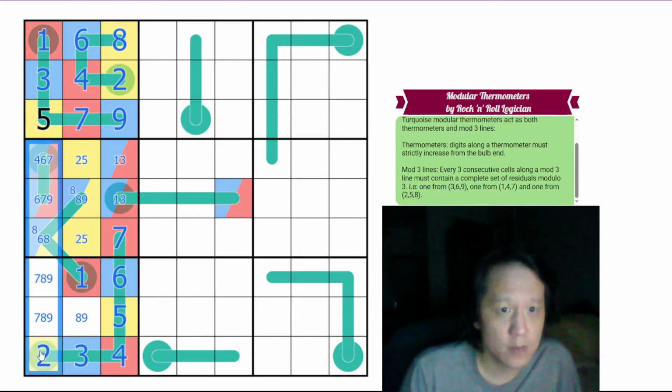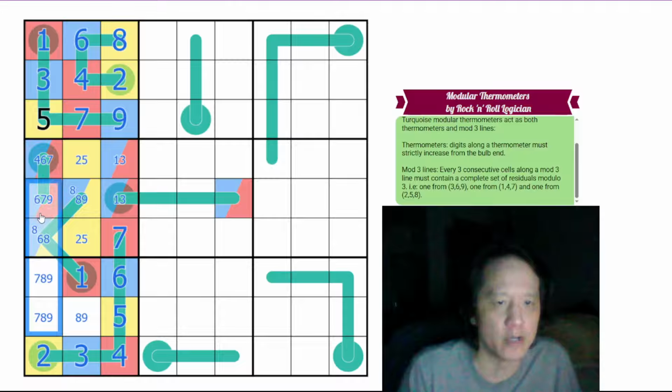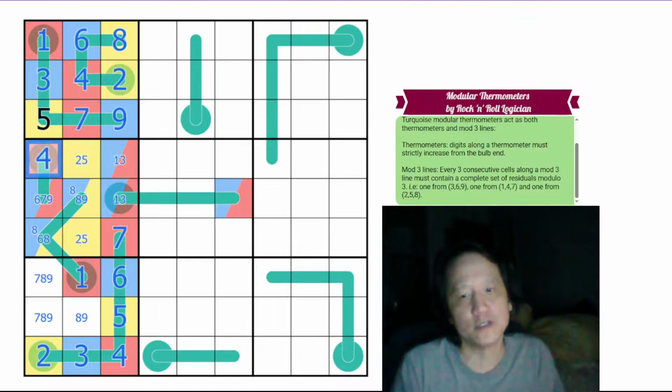Oh, well, what are the remaining digits? We have a 6, 7, 8, 9 quadruplet in column 1, which eliminates 6, 7, 8, 9 in the rest of the column. So this cannot be 6 or 7. This is 4, which is a red cell, so this must be blue, which makes this 6 or 9.